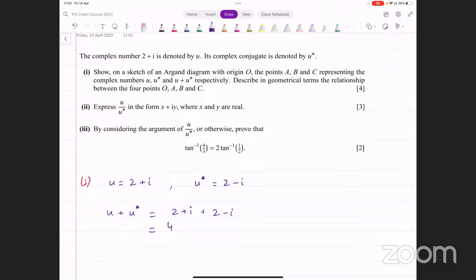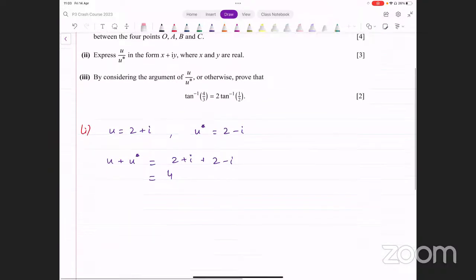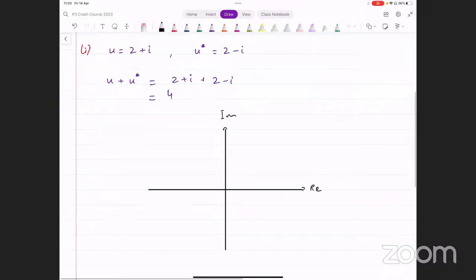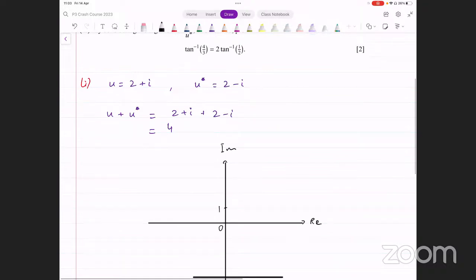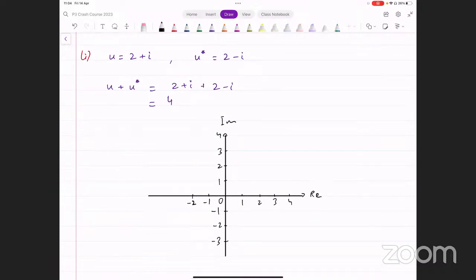So first of all, we need to represent these points in an Argand diagram, points A, B, and C. Let's do that. Let's draw an Argand diagram. We have a real axis and we have an imaginary axis here. Okay, so if this is 0, this is 1, 2, 3, 4, we would have 1, 2, 3, 4 here like this, -1, -2, -3, and so on.